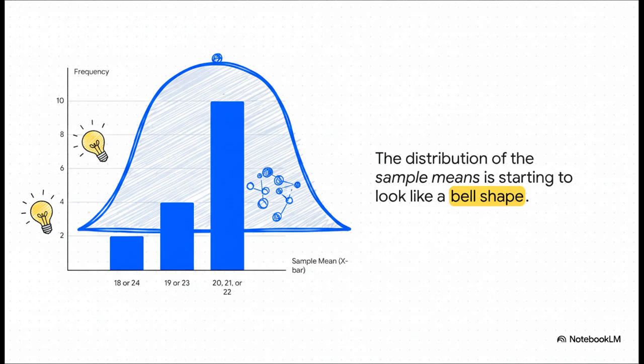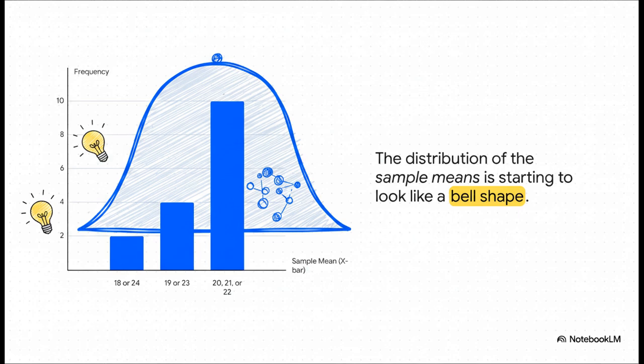So now for the big reveal. Let's take all those 16 sample means we just saw and organize them. Let's just count how many times each value showed up. A sample mean of 18, that only happened one way. A mean of 19, that happened twice. But look what's happening in the middle. The sample means are all piling up right around 21, which, remember, was our true population mean.